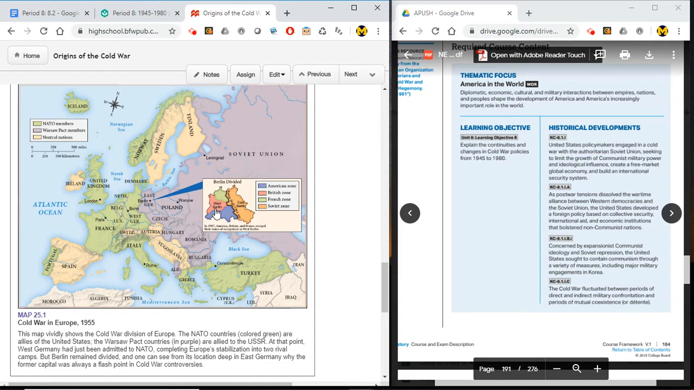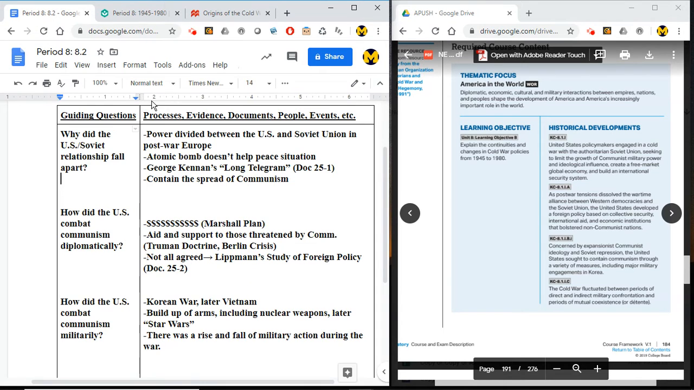And so that city, which is the flashpoint of an early conflict in the Cold War, served as a kind of miniature version of what was going to be going on worldwide. So you guys will examine that more as you read and watch your videos.